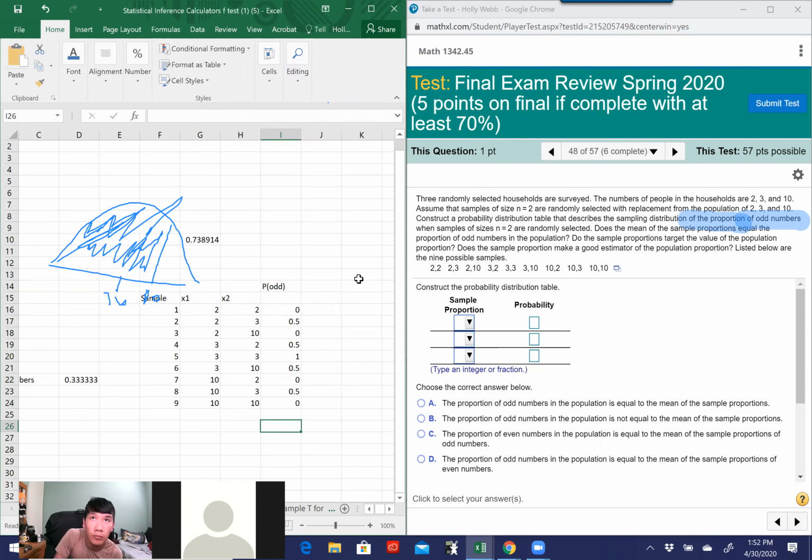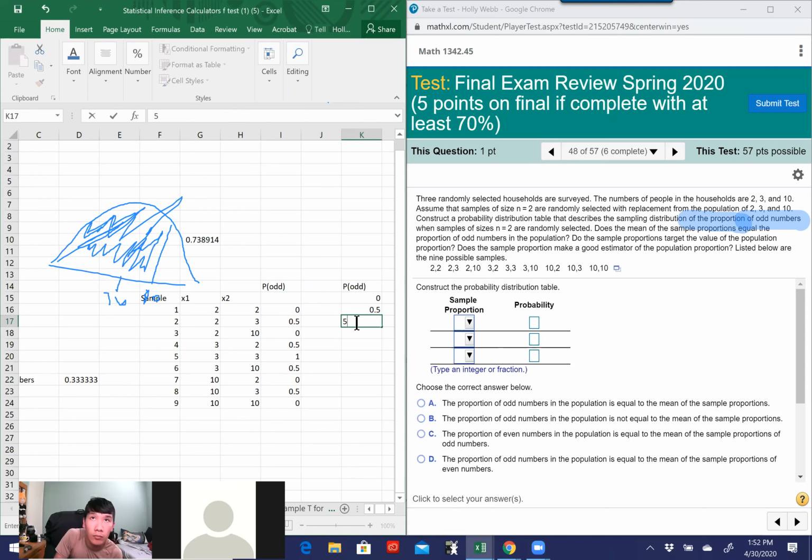You'll see that? So what we're going to do now is make a probability distribution with our unique proportions of odd numbers, which there's only 3 of. I think I'll go ahead and scoot this over 1. We only have 0, 0.5, or 1. Those are our only choices.